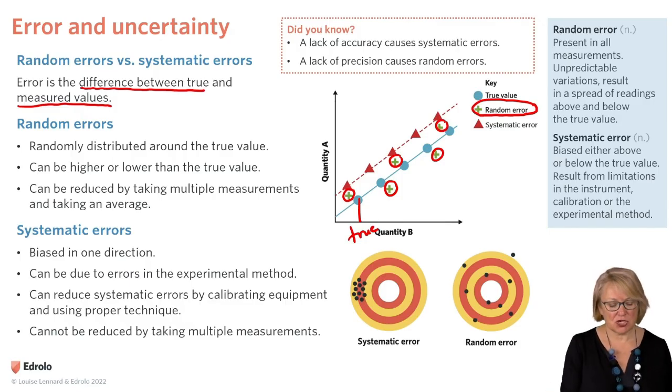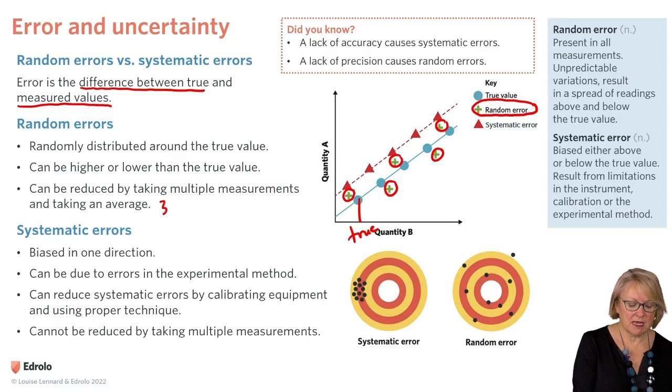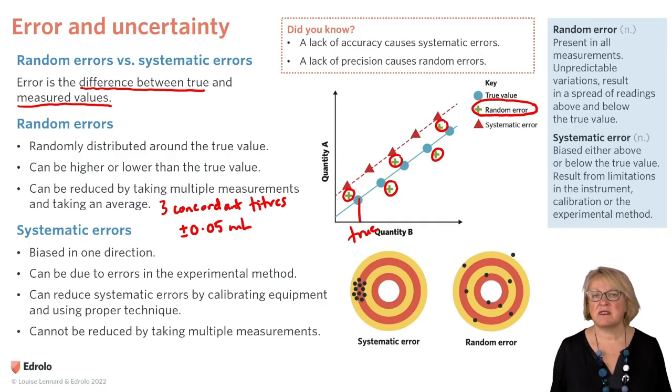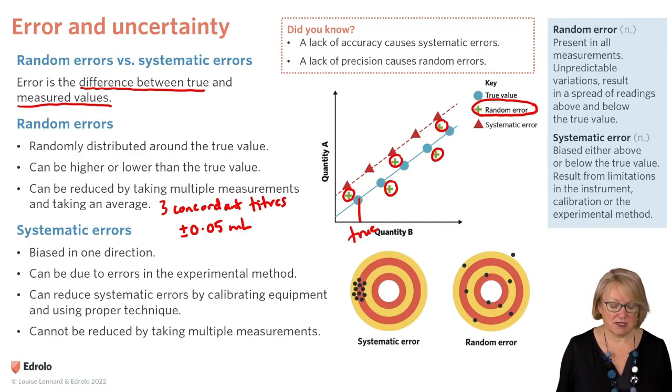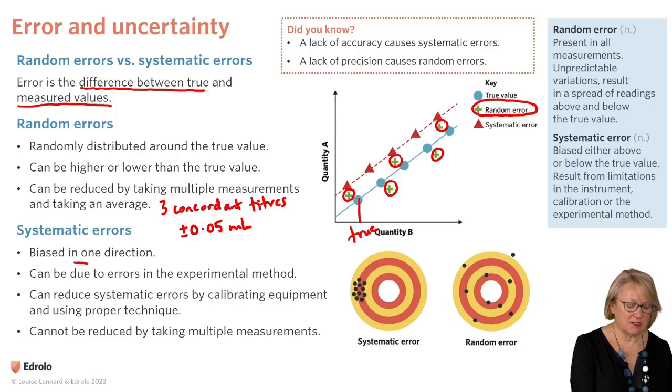So in a titration, you might look for 3 concordant titres. That means within a range of plus or minus 0.05 of a ml, and then take the average of those in the calculations. Systematic errors, on the other hand, are biased in one direction.